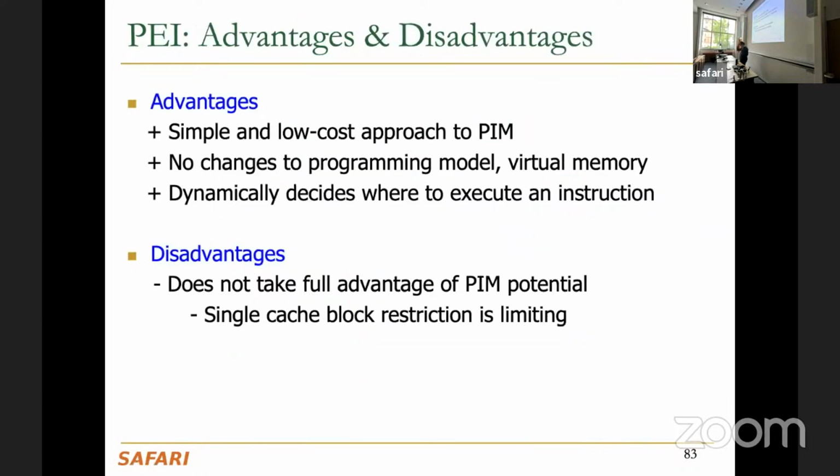Okay, so essentially this is, as far as I know, perhaps the simplest and low-cost approach to PIM. It has no changes to the programming model, no changes to virtual memory, which are usually headaches, and very small changes to cache coherence that I didn't discuss, but they're very small, really. And it also dynamically decides where to execute an instruction. I think the huge disadvantage is really clearly it doesn't take into account the full potential of PIM. But again, it was not designed to take into account full potential of PIM because it was designed with adoption in mind.